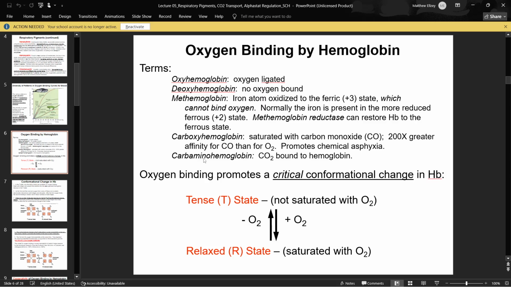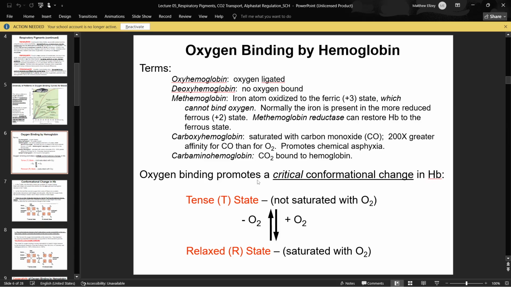Then we have carbaminohemoglobin. This is CO2 bound to hemoglobin. So, don't get too caught up in the terms. They'll make more sense when you use them, and you can kind of work your way to the term once you've figured out the structure of hemoglobin a little bit better.